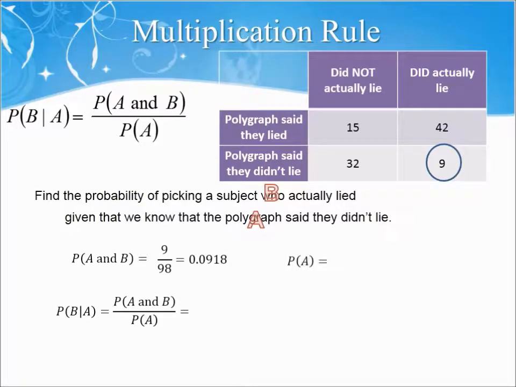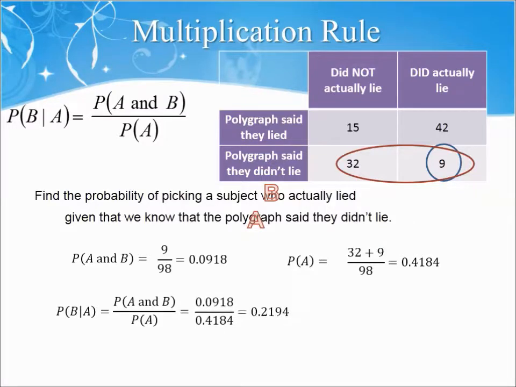So now let's figure out the probability of A, and we'll plug all this into our formula. The probability of A, probability that the polygraph said they didn't lie. This is the 32 and the 9 people in the bottom row. So plugging this into the calculator, we get a probability of 0.4184. And now we can throw this into our conditional probability formula. And we get the probability of picking a subject who actually lied, given that we know that the polygraph said they didn't lie, is 0.2194.